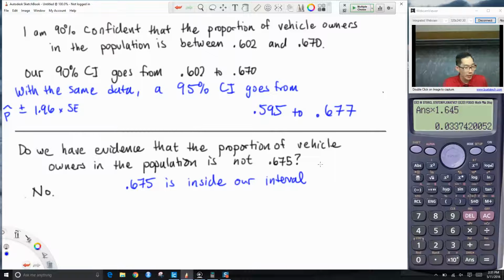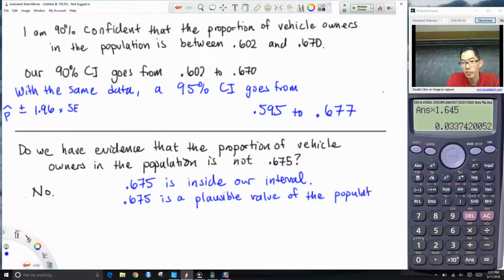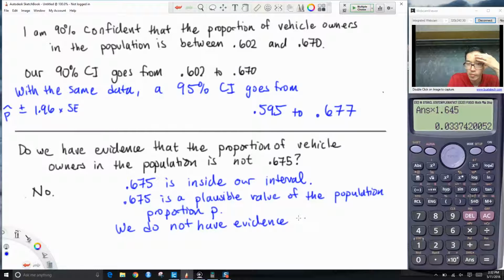Okay, 0.675 is inside our interval. Therefore, we do not have evidence, or we would say 0.675 is a plausible value of the population proportion P. Okay, and so we do not have evidence that it is not 0.675.